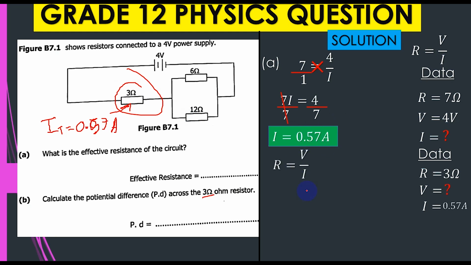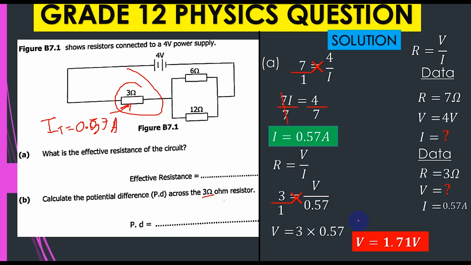So bringing down our formula of Ohm's law, on the resistor we have 3 equals V over 0.57. Then from here over 1 on the 3, then cross multiply. So 1 times V, we're going to have V, then 3 times 0.57. When you multiply these two, you're going to get your potential difference as 1.71 volts. So that is the potential difference. That is the voltage which is going through the 3 ohms resistor out of the 4 volts.